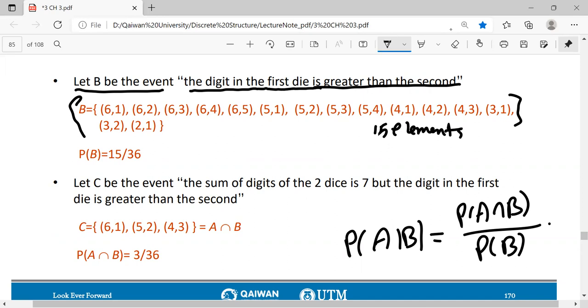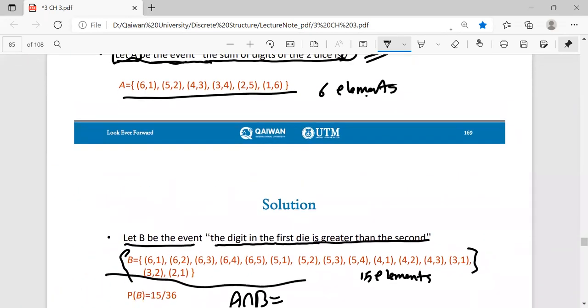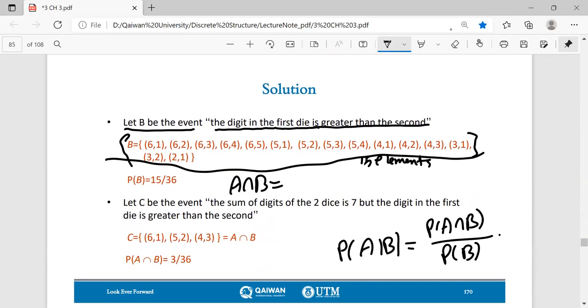First, let's find the intersection of them. A intersection B, the intersection of these two, we have only three elements: 6 and 1, 5 and 2, and 4 and 3. Okay? So A intersection B is 6 and 1, 5 and 2, 4 and 3. This is A intersection B.